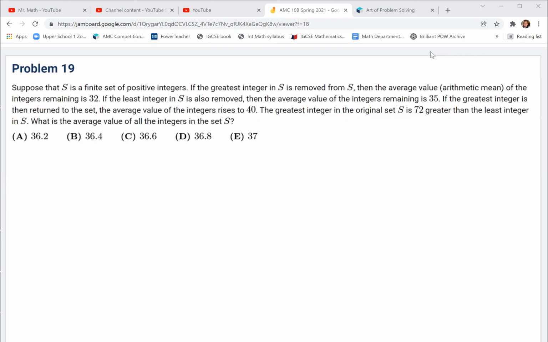If the greatest integer is then returned to the set, the average value of the integers rises to 40. The greatest integer in the original set S is 72 greater than the least integer in S. What is the average value of all the integers in set S?